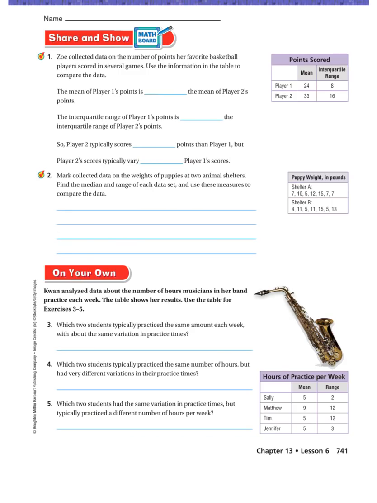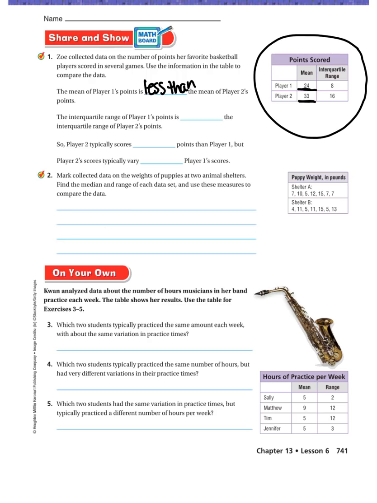Share and show. Number 1. Zoe collected data on the number of points her favorite basketball players scored in several games. Use the information in the table to compare the data. So we're looking at this table. The mean of player 1's points is blank than the mean of player 2. So we're looking at both of these numbers for mean. So it is less than. 24 is smaller than 33, the number of player 2.